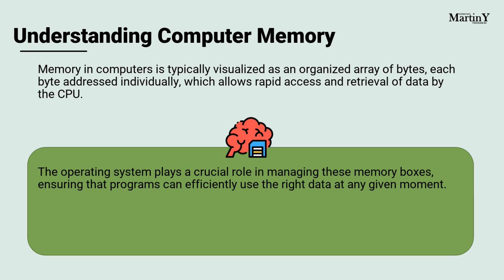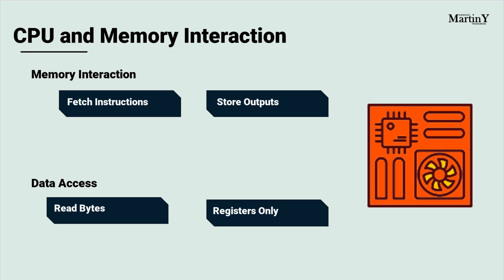When a program runs, it relies on the operating system to manage these boxes, ensuring that the right bytes are accessed at the right time. Now, let's explore how the central processing unit, or CPU, interacts with this memory. The CPU fetches instructions from the memory to execute programs. These instructions may require data to be read from specific bytes or result outputs that need to be stored back into memory. It's important to note that the CPU cannot directly access data stored on the disk. Instead, the CPU communicates only with memory and some special registers.